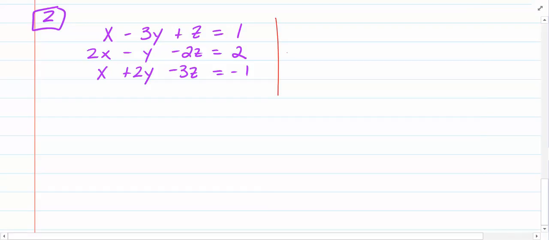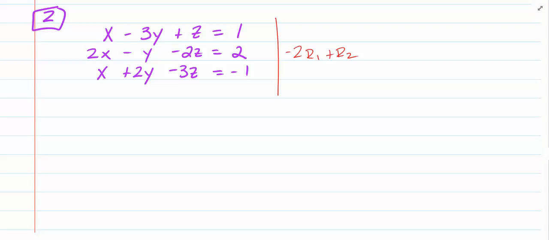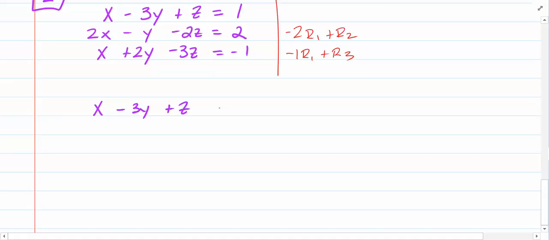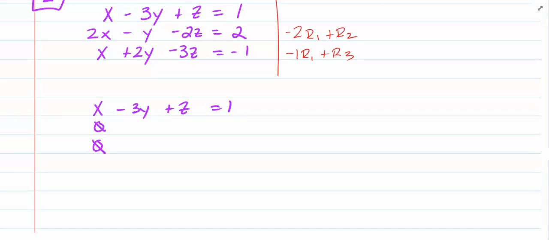So we're going to do -2 times row 1 plus row 2. And then how do we take care of that x in that third row there? What should we do? Times by -1. Yeah, do -1 times row 1 plus row 3. Okay? So far, so good? So top row stays where it is. So x minus 3y plus z equals 1. This is going to be 0 by design. That's going to be 0 by design. Okay, here we go. What's the -2 times a -3y?